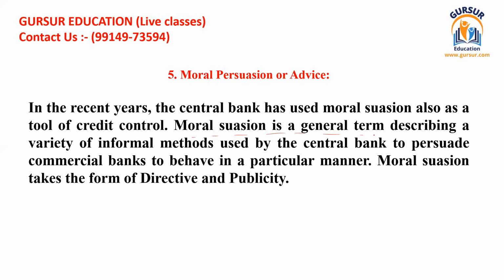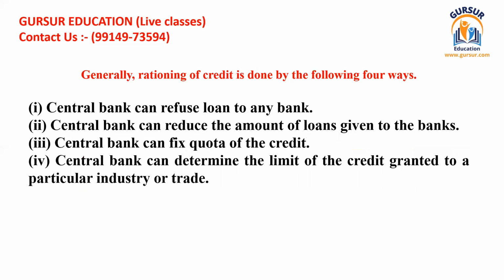So moral suasion is a general term describing a variety of informal methods used by the central bank to persuade. Persuade means to make them able to use some kind of measures, just to request. They request commercial banks to behave in a particular manner. Moral suasion takes the form of directive and publicity. So when the central bank morally advises or persuades the other commercial banks to follow some specific rules and regulations so that money can be easily regulated in the market, this is known as the system of moral persuasion.